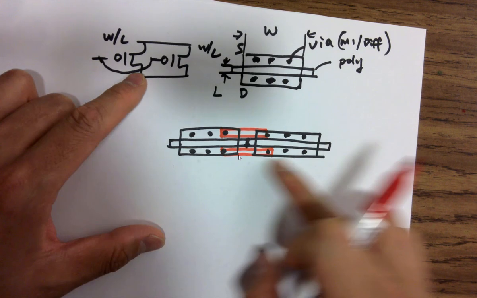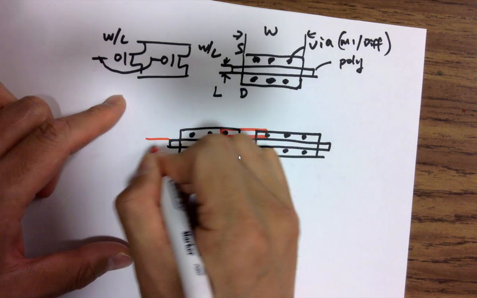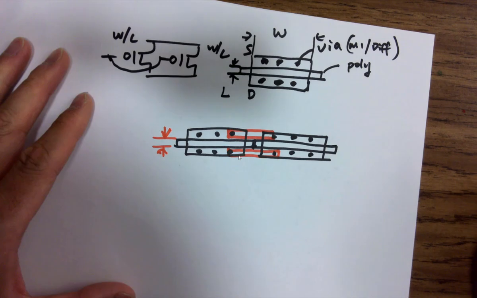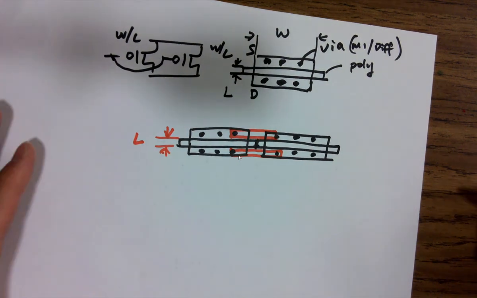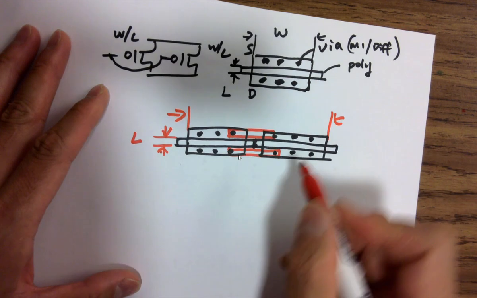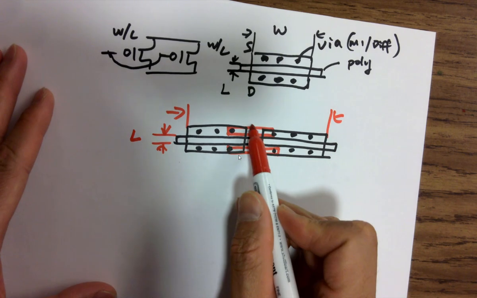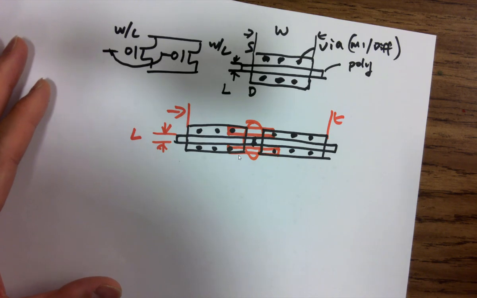But by looking at this one, what's the length of this combination? It's still the same. Still L. You are not changing the length, right? What about the width? It's double. What about this area? Do we add it or not add it?